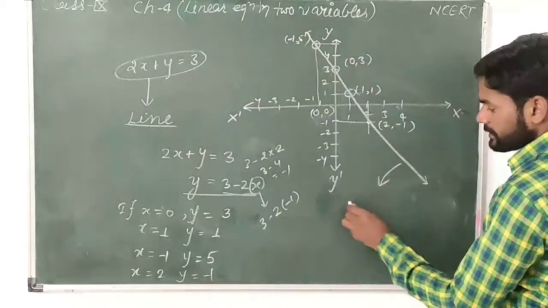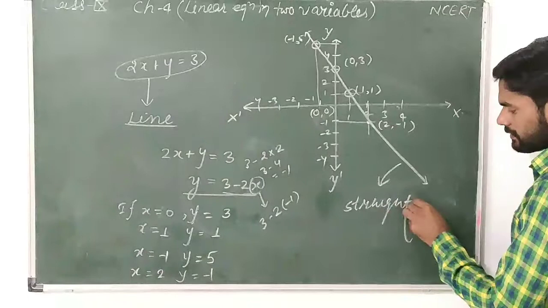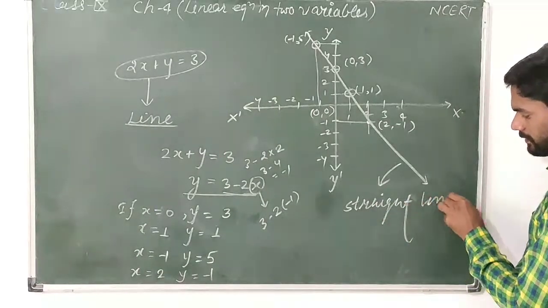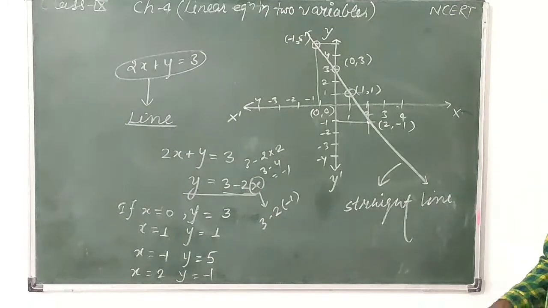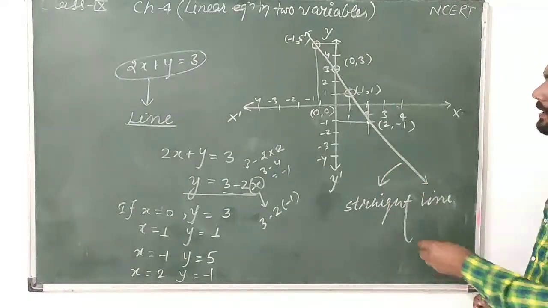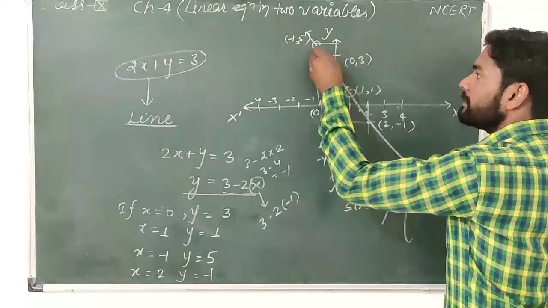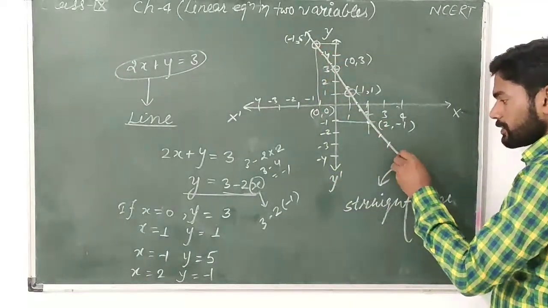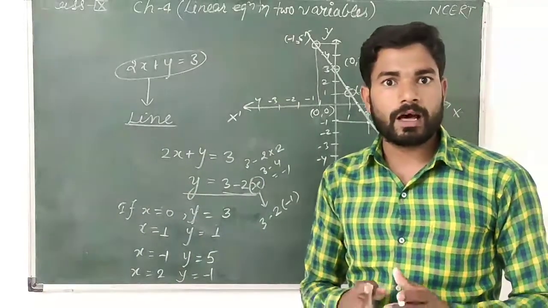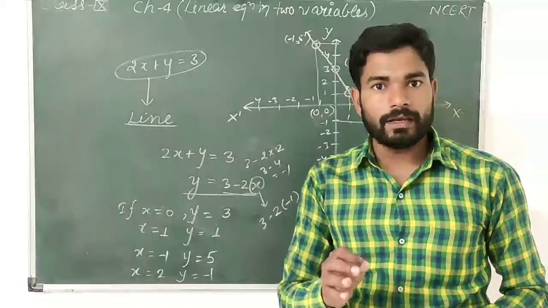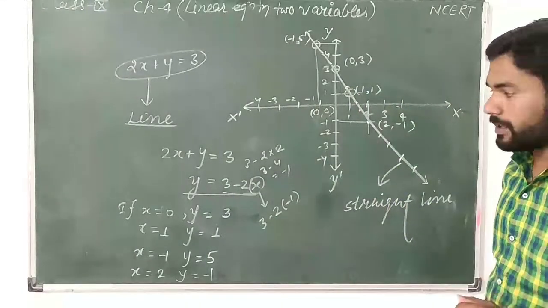It will always be a straight line. स्ट्रेट लाइन. अब इस लाइन पे कितने पॉइंट्स होंगे? एक पॉइंट यहाँ पे भी हो सकता है, ये भी हो सकता है, here also, here also. Infinitely many solutions are available for any linear equation which has two variables.